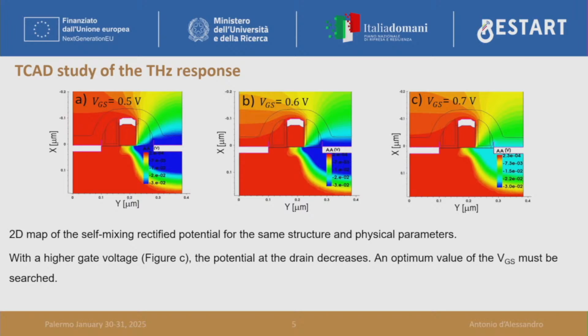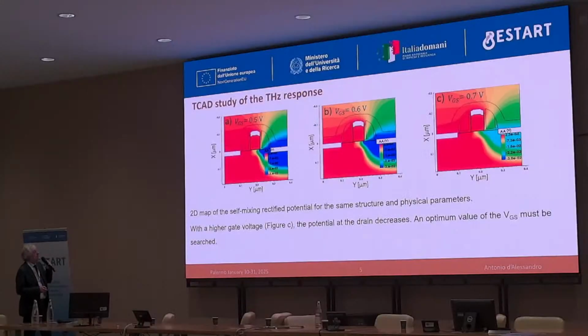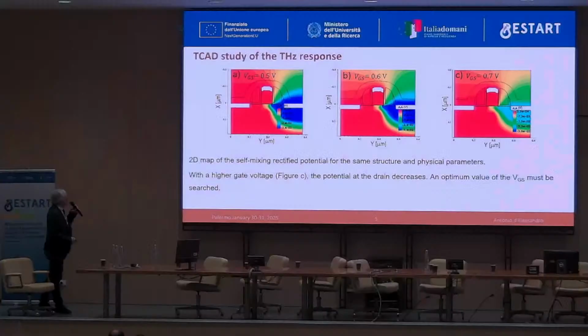Here is the simulation which shows the potential at the drain for different values of gate-source voltage. As you can see, we had to optimize the gate-source voltage because above a certain value, the potential at the drain decreases. So we need to optimize it to maximize the effect at the drain.